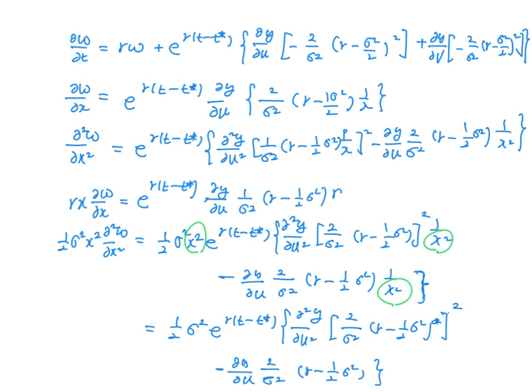We have obtained this, so this is 2. Right. I made the mistake while copying the equations. So it should have R. Using this formula, let me check. RW minus Rx partial x partial W minus 1/2 sigma square x square partial x square partial square omega is RW minus exponential R t minus t star partial y partial u.